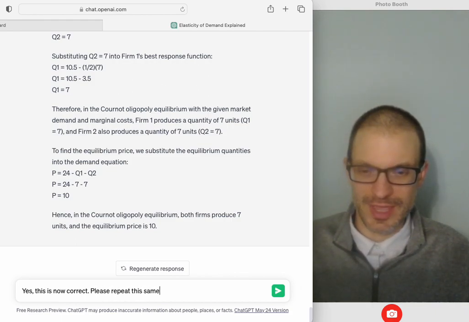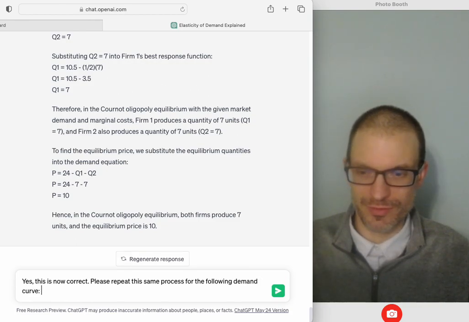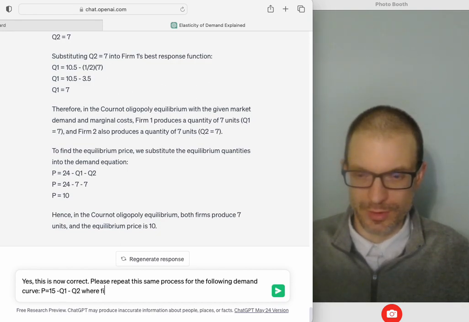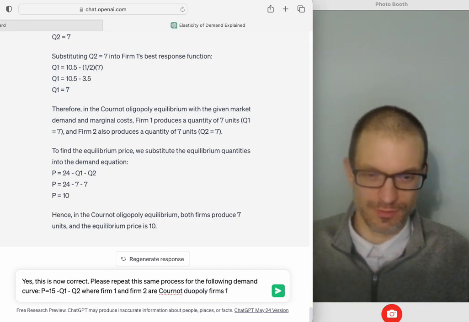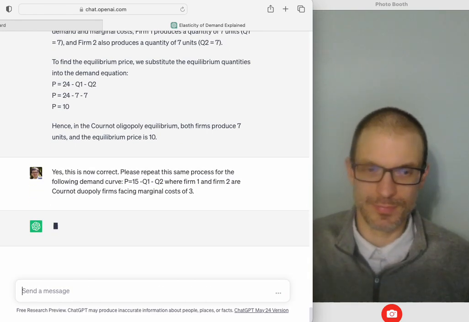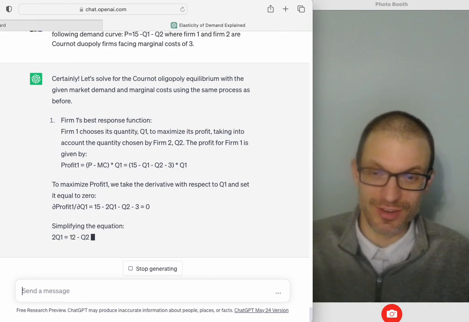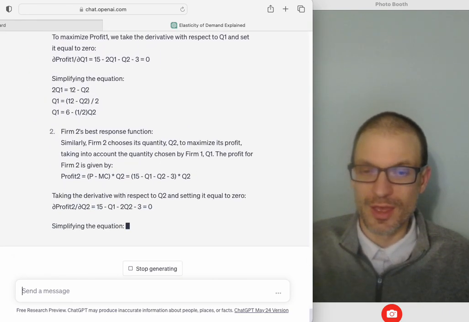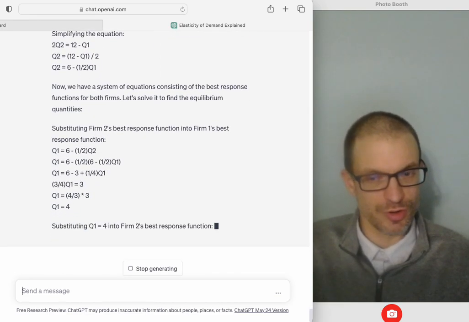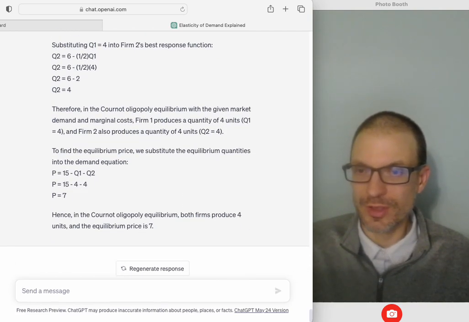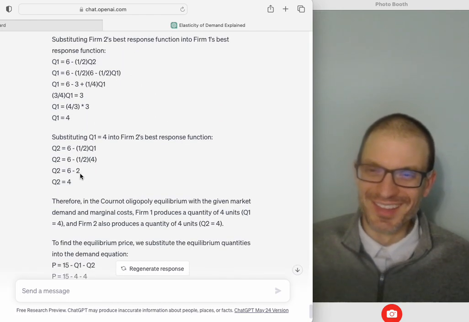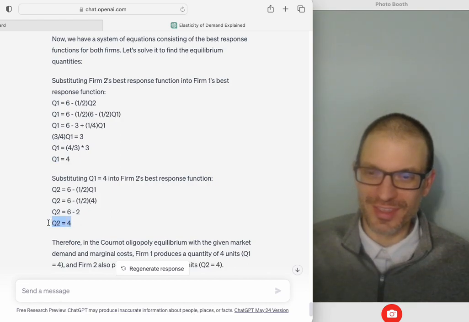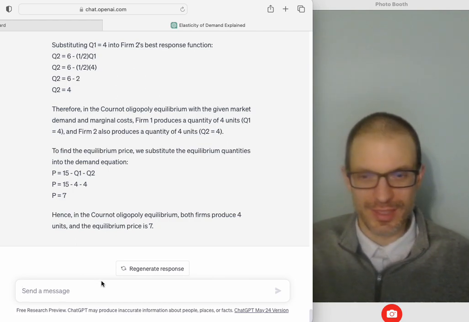Please repeat the same process for the following demand curve. Price equals 15 minus Q1 minus Q2, where firm one and firm two are Cournot duopoly firms facing marginal costs of three. Let's see. I gave up on Bard. Bard is not going to do it. But maybe ChatGPT will. The Cournot equilibrium here, the demand A was 15, marginal cost was 3. So A minus C is 12, divided by 3 is 4. So I wanted to get whole numbers. Wow, this is good. Look at that. It was able to solve for it. It gave us the correct Cournot quantity, and it gave us the correct Cournot price.